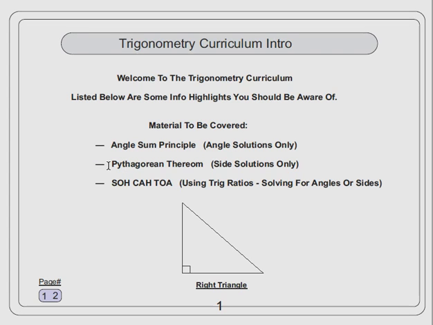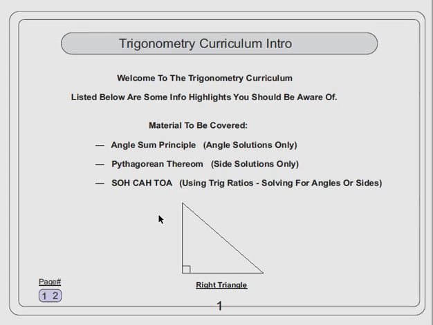Second item on the list is the Pythagorean theorem. The theorem solves for unknown values for side values only. And then the third thing on the list is the SOHCAHTOA, using trig ratios, solving for sides or angles.